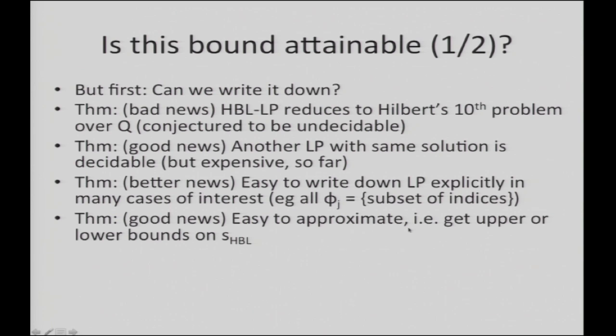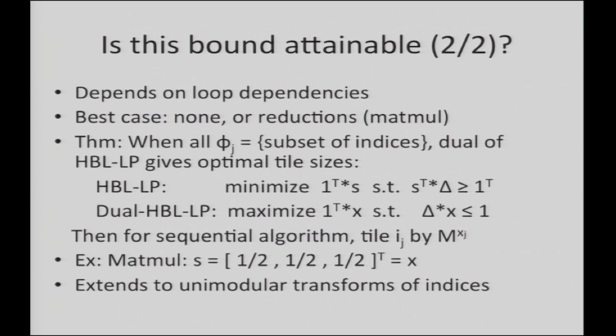So given all that, is it attainable? Of course, it depends on the loop dependencies, right? I haven't even talked about loop dependencies yet, but if the loops have to be executed in one order because of the loop dependencies, then you have no optimizations whatsoever. You can't reorder it, and you can't do anything. But as long as you have some freedom, the best case being no dependencies, or reductions are okay, as in matrix multiply, so that you can reorder them any way you like, then you can frequently attain these. We've never not been able to attain the lower bounds. So our open conjecture is you can always attain them. We've only proven that in a few cases.